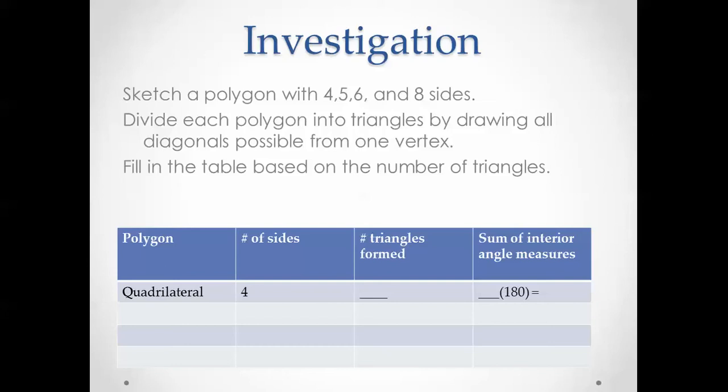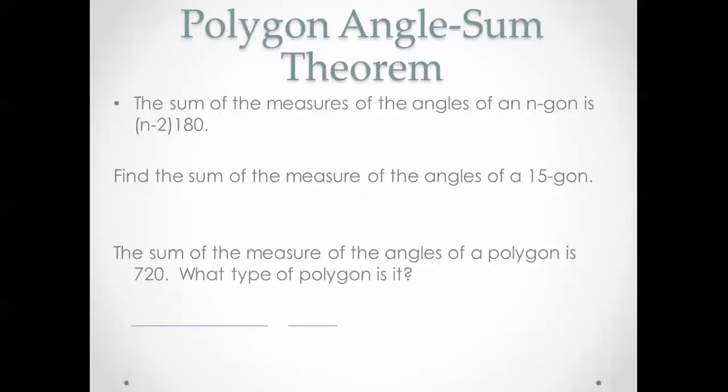If you did that investigation, you would find out that the number of triangles formed inside each of the polygons is 2 less than the number of sides, which is where we get the formula for the Polygon Angle Sum Theorem. The sum of the measures of the angles of an n-gon, that's any number-sided polygon, is n minus 2 times 180. So the number of sides, subtract 2, times 180.